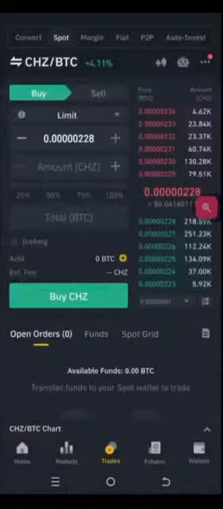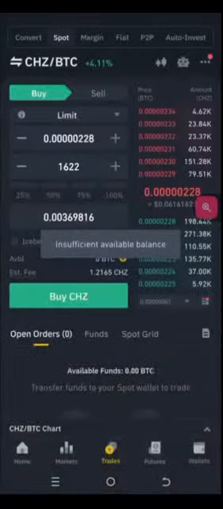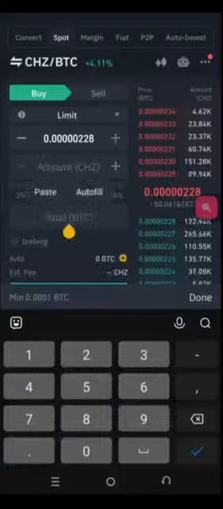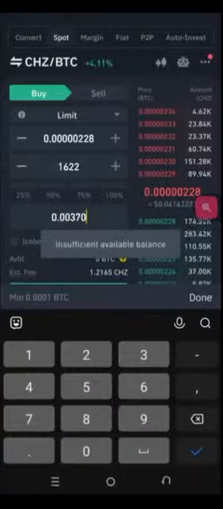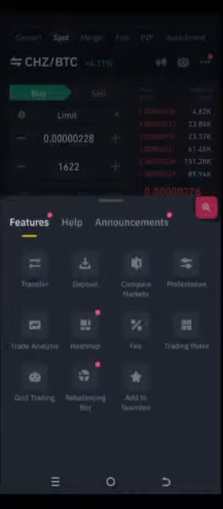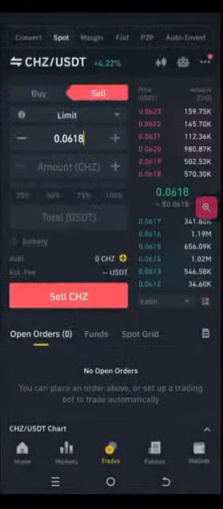Let's go ahead and put in the amounts that we want. Let me just do this and do that again. And put in the BTC amount. Okay, I'm going to put in the BTC, just paste that there. We're going to get 1622. So let me copy that. So we go back and try to sell it. We'll sell the CHZ, right, to USDT. Okay, USDT has increased. It's 0.0618. Okay, let's see. 0.0618. Let's go ahead and see if we're going to make any money.